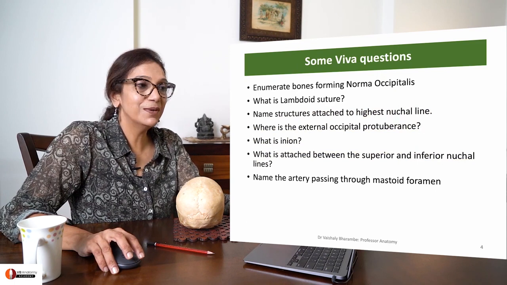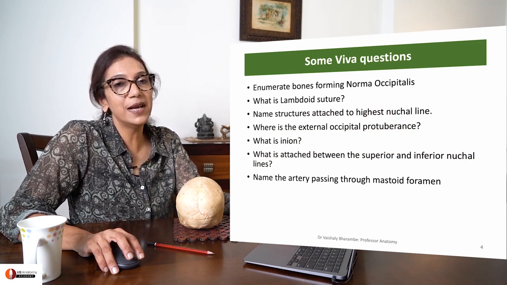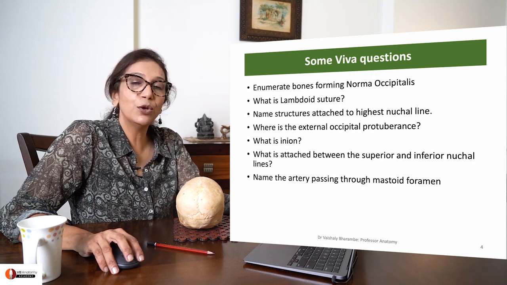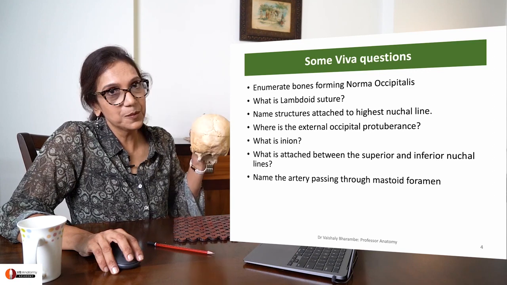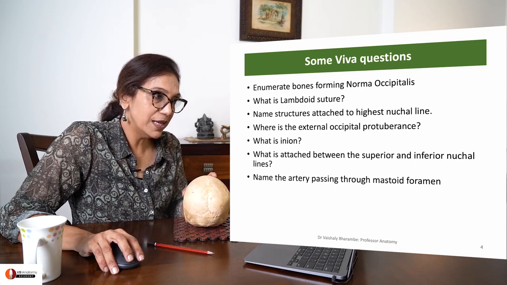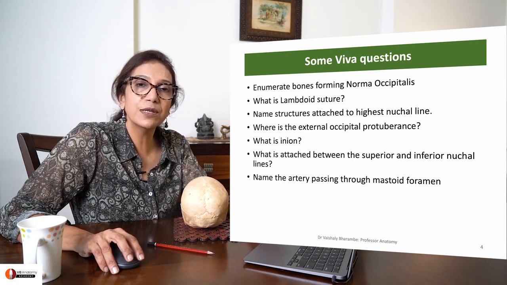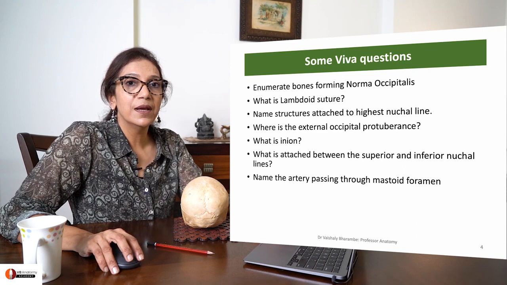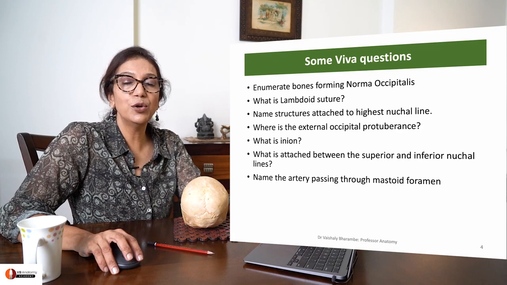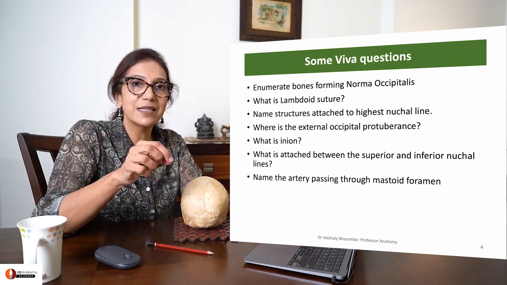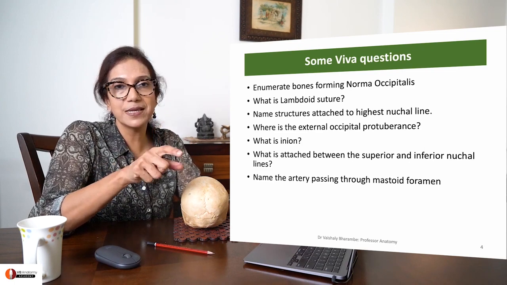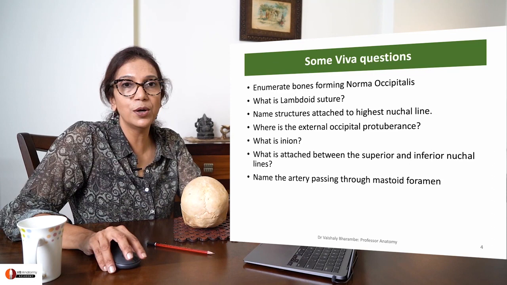So if I have convinced you, I'm going to now show you some commonly asked questions. See if you know the answers to that. Enumerate bones forming Norma Occipitalis. What is lambdoid suture? Name structures attached to the highest nuchal line. What is external occipital protuberance and so on. See, you probably have a general idea for all these questions, but to be able to precisely give the correct answer in the viva, you need to actually know them well. Build your knowledge base. So let's do that.